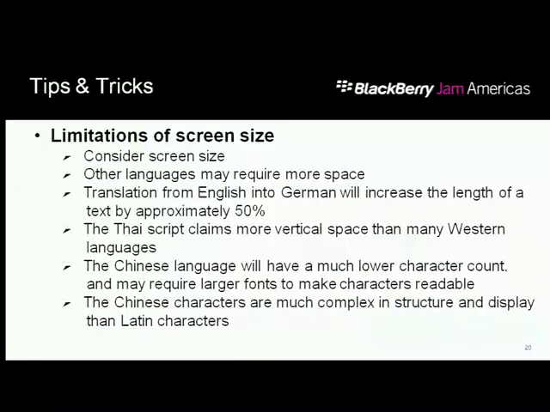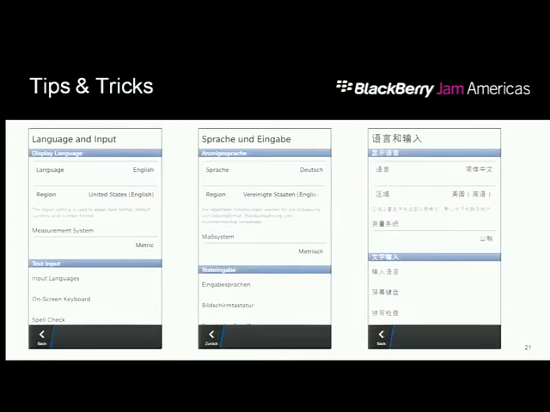You need to remember that you are developing your applications for mobiles, so you need to consider the screen size. Other languages may require more space than English. Here are some facts. Translating a text from English to German will increase the text length by approximately 50%. The Thai script claims more vertical space than any other language in the world. The Chinese language will have a much lower character count, so you may need a larger font to display. The Chinese characters are much more complex in structure and display than the Latin characters. So these are some of the considerations.